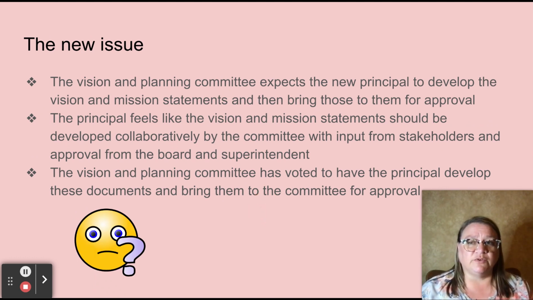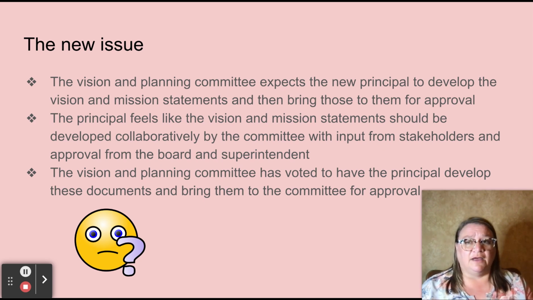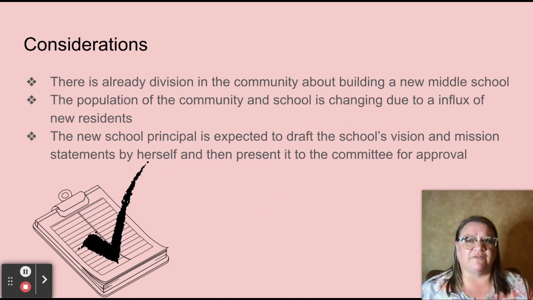Right, so now we have a new issue. The Visioning and Planning Committee expects the new principal to develop the vision and mission statements and then just bring those to them for approval. But the principal feels like the vision and mission statements should be developed collaboratively by the committee with input from stakeholders and approval from the board and the superintendent. So the Vision and Planning Committee has voted to have the principal develop these documents and bring them to the committee for approval. So that's kind of the new issue that we're facing.